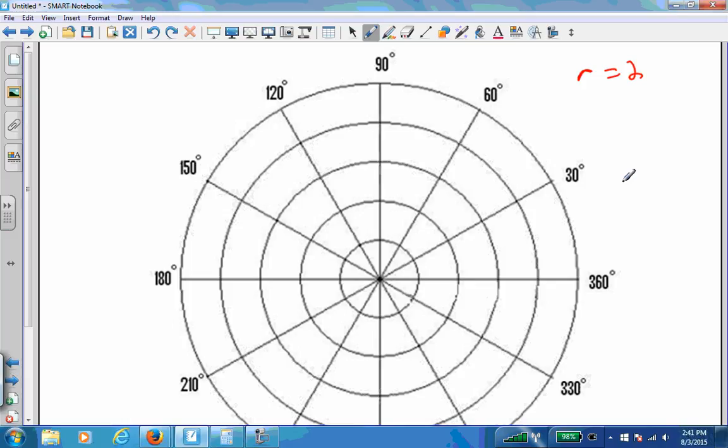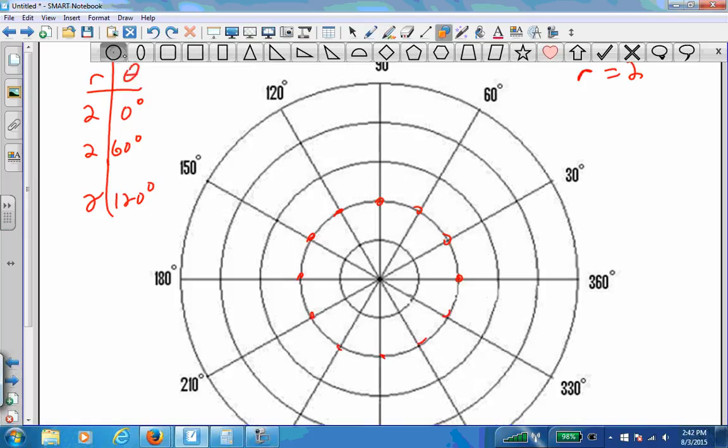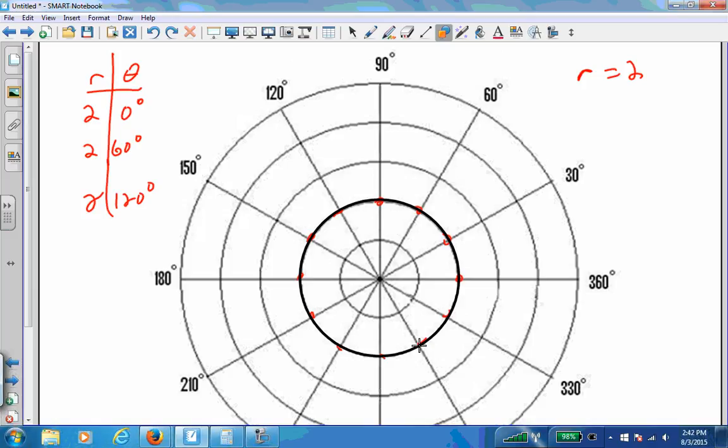notice there's no theta in this equation. So that means no matter what angle I pick, you give me an angle, r equals 2. You give me another angle, r equals 2. Any angle you go to, r equals 2. So if I go to every angle and plot a radius of 2, that's going to be nothing more than a circle centered at the origin.